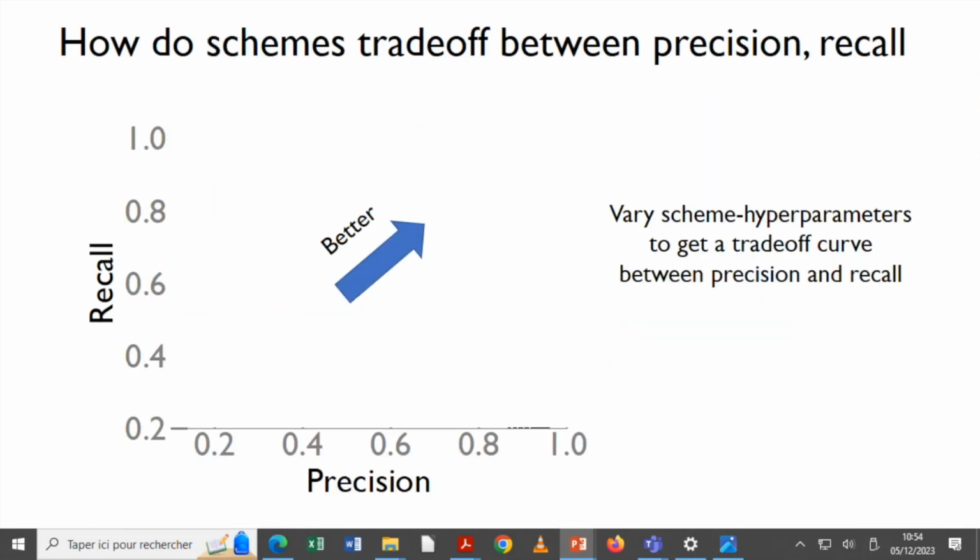Okay, so how do these schemes trade off between precision and recall? Precision and recall are the standard ways to measure false positives and false negatives. For every scheme, we have hyperparameters, and if we play with them, maybe we get better precision, but at the cost of lower recall. So just by playing with the hyperparameters, we get a trade-off curve between precision and recall. What we are really looking at here is schemes that are to the upper right, because those schemes represent high precision and high recall.